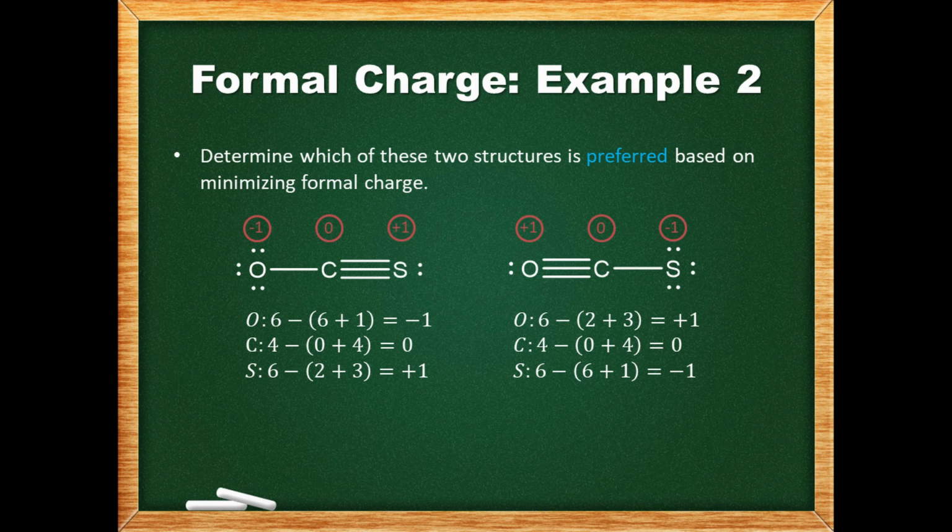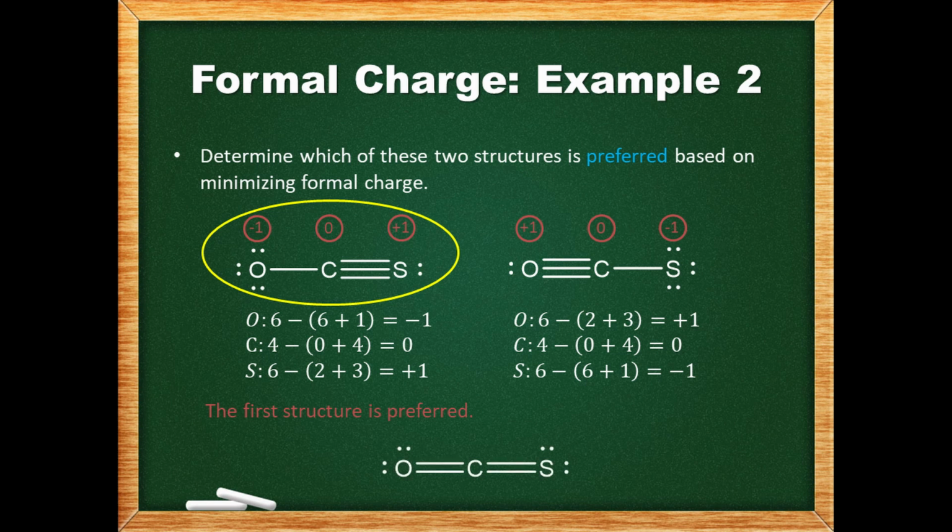Remember our rule that the preferred structure will be the one with a negative charge on the more electronegative element. Oxygen is more electronegative than sulfur, so the molecule on the left, where oxygen has the negative formal charge, is the one that's preferred. By the way, this is the actual structure of this molecule, called carbonyl sulfide, though the problem doesn't ask for this. This structure actually has formal charges of 0 on all the atoms. You can check for yourself if you'd like.